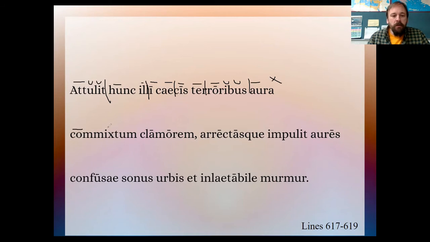Commixtum clamorem. I see a sneaky elision. Don't forget, this -em, that nasal sound, does elide. Clamorem arrectas. Oh, while we're at it, I see another one. Arrectasque impulit.